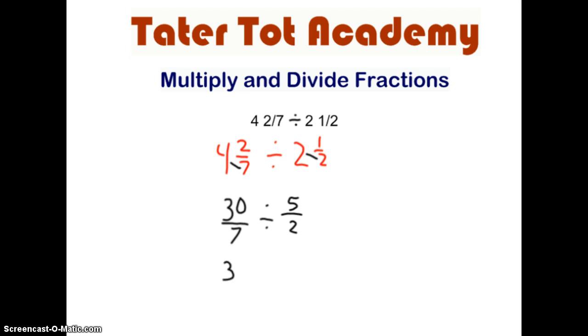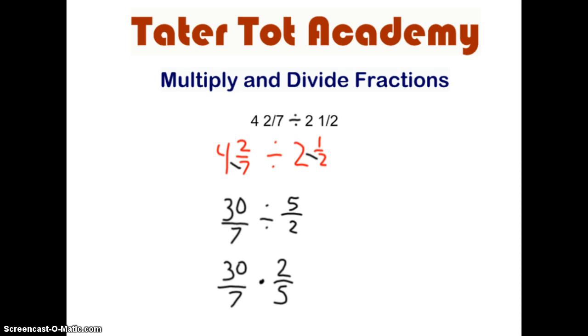And we will have 30 sevenths. But we are no longer going to be dividing by 5/2. We're going to multiply by its reciprocal. And remember, the reciprocal is what multiplied by 5/2 will equal 1? Well, 5/2 times 2/5 will equal 1. So 2/5 is its reciprocal. And then we can go ahead and see if there's any reductions that can be made here.